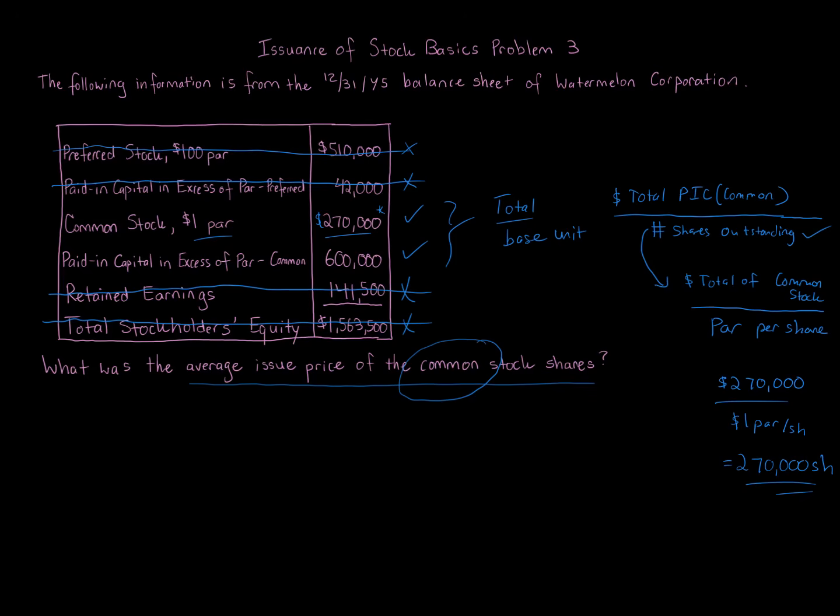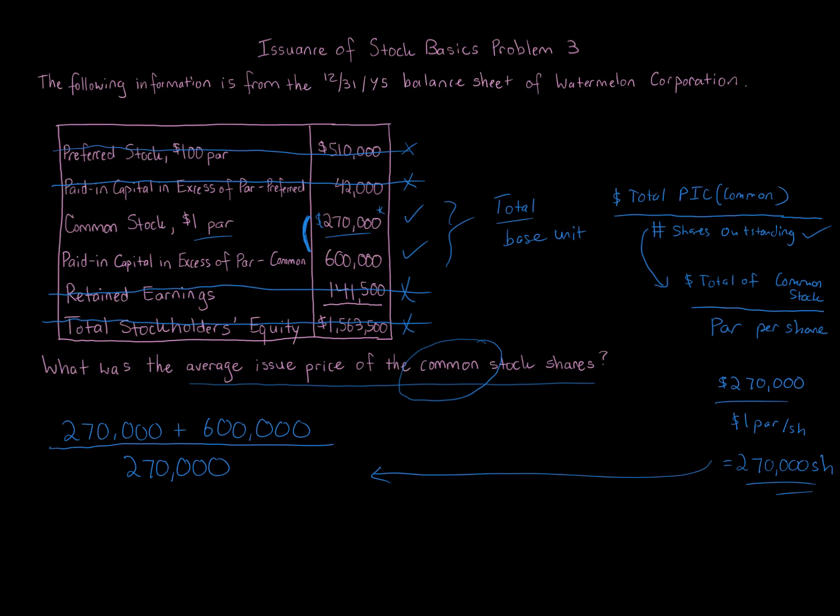The total paid in capital dealing with common, that one's easy. You're just going to sum these two numbers together, 270 and 600 in the thousands, of course. So let's go ahead and put our numerator and denominator. Again, we're asked about the average issue price of common stock shares. In the numerator, we've got a sum of two numbers: the $270,000 number, which is the line for common stock, plus the in excess of par common, which is $600,000. And then we're going to divide that by the number of shares outstanding, which we calculated already, which is 270,000 shares.